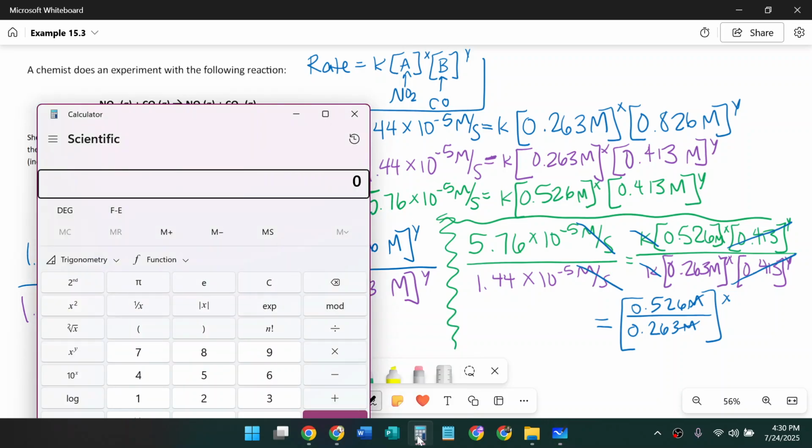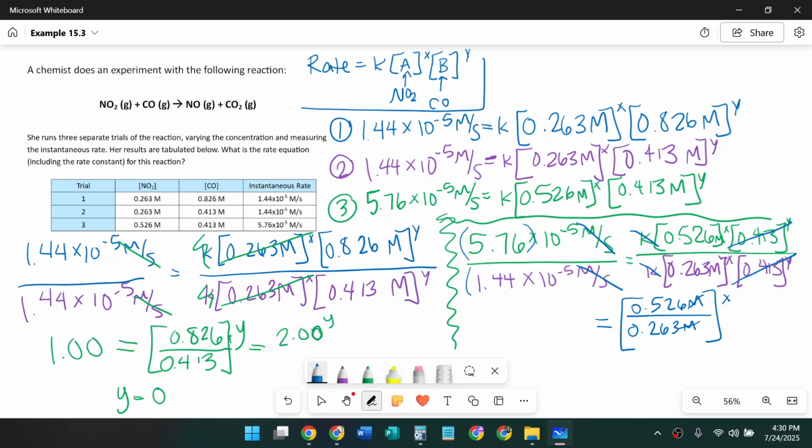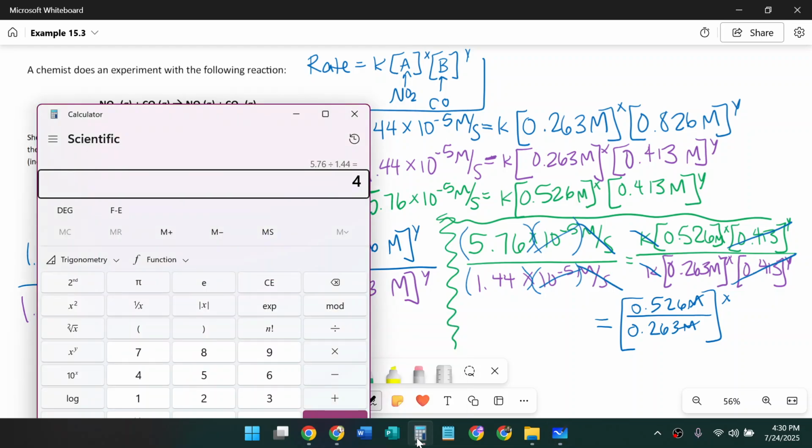And on the other side, definitely not doing that one in my head. So 5.76. The reason I did that is because, just like in regular fractions, these numbers are being multiplied by the 10 to the negative 5, and so that would cancel. It made it way easier to type in my calculator since they had the same scientific notation format. If one had been 10 to the negative 5 and the other 10 to the negative 4, I could not have done that.